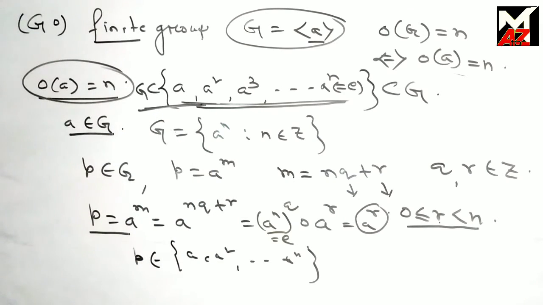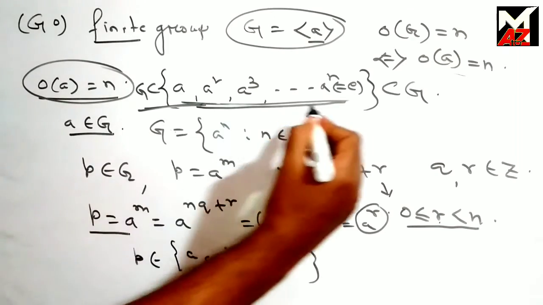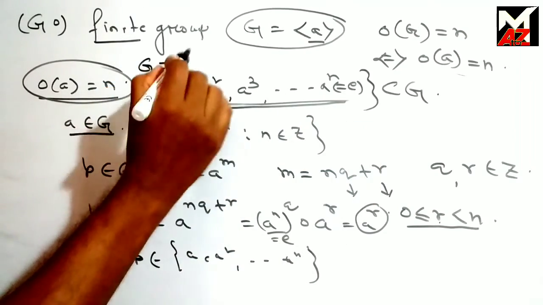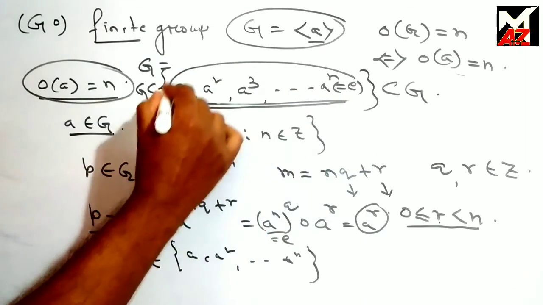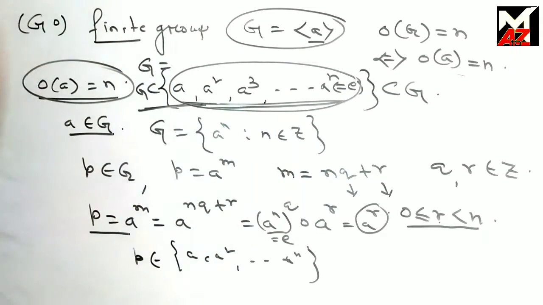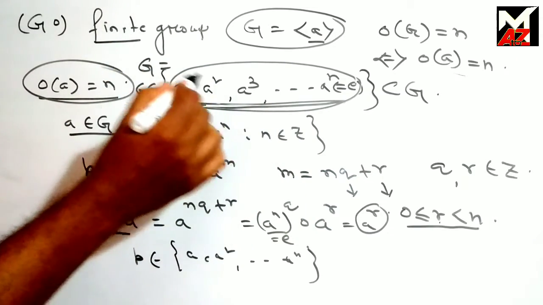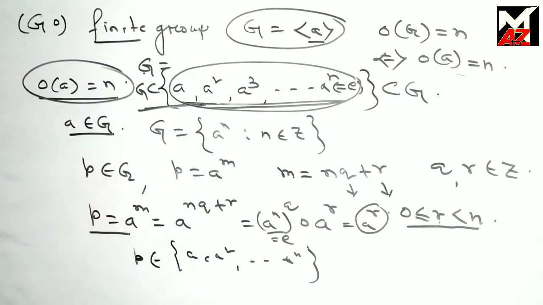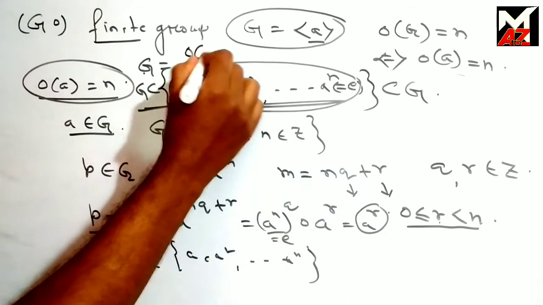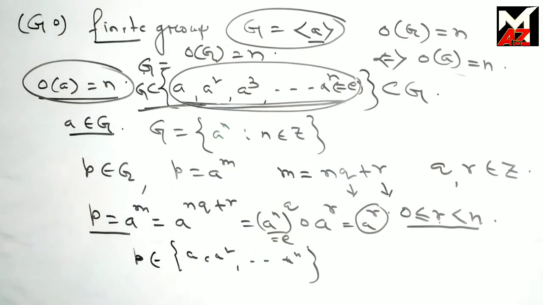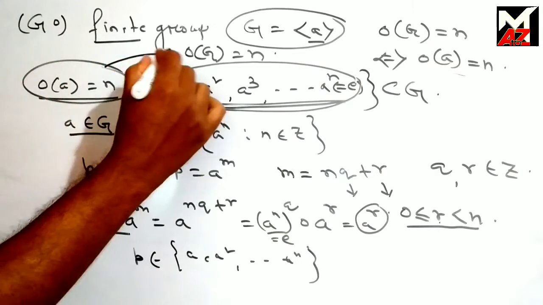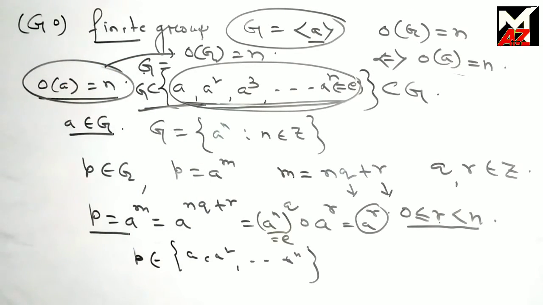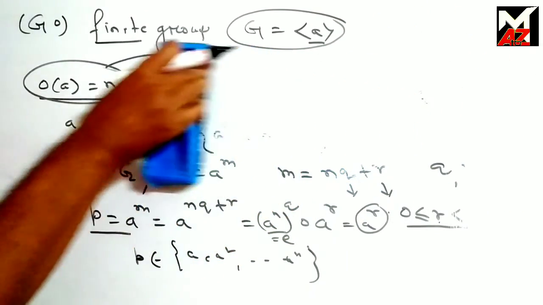That is, we say that G is equal to this set. And since these are n distinct elements and G is equal to this set, we clearly say that G contains n elements only. That is, the order of G is equal to n. So we first took the order of A equal to n, then proved the order of G is also equal to n. Now we try to prove the only if part.